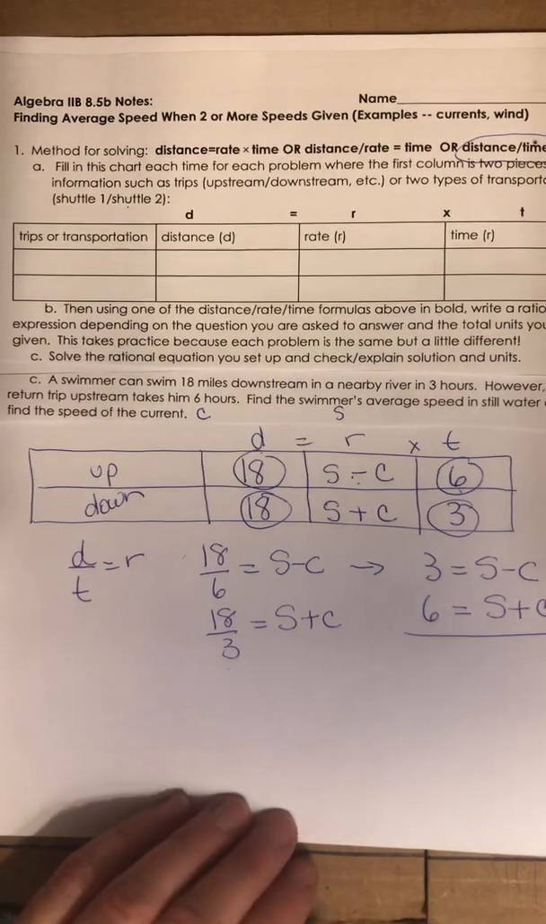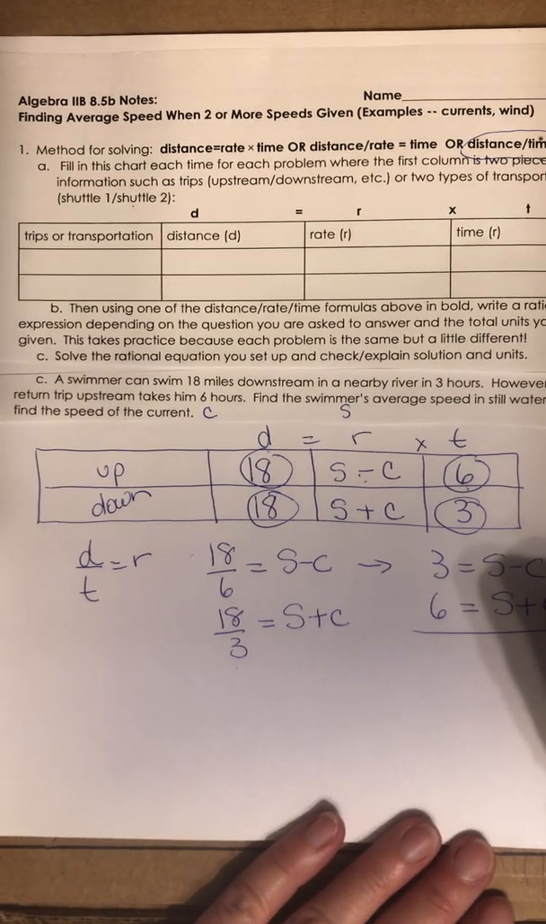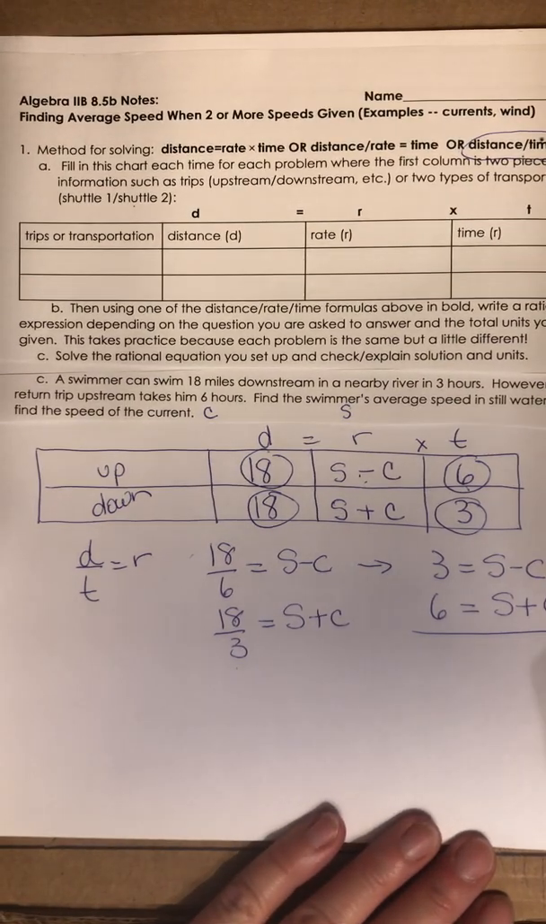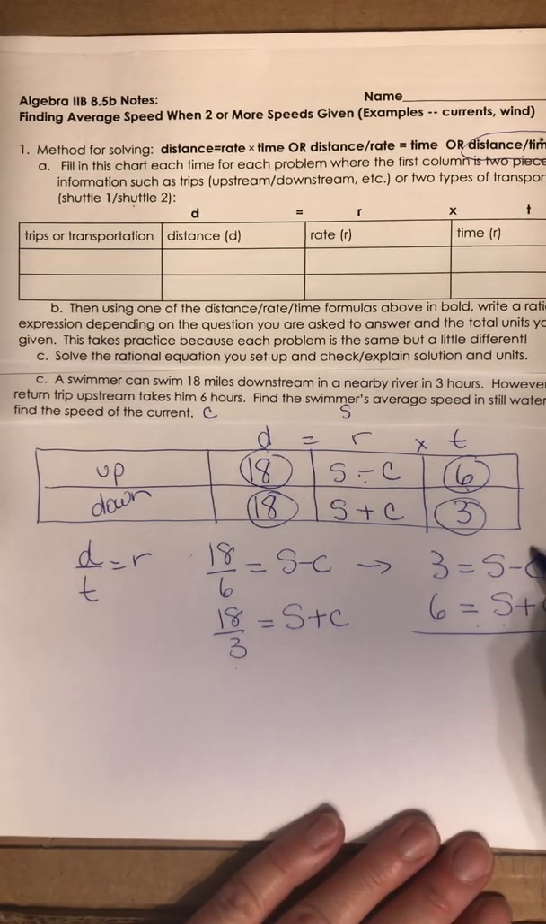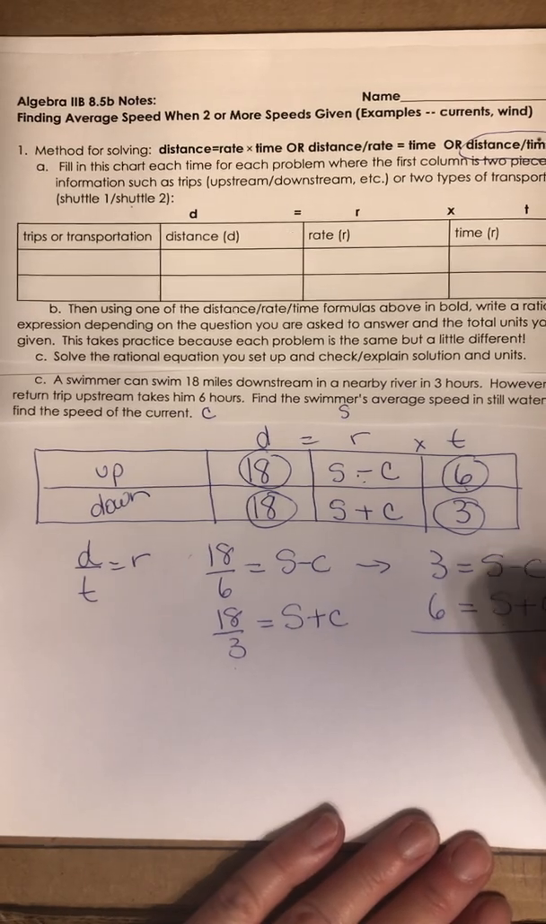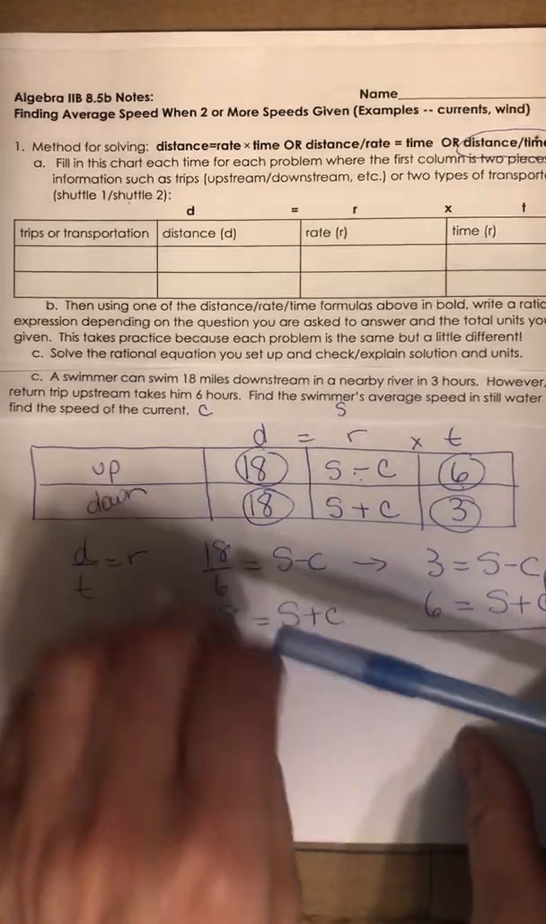Now, we just solved a system, so I'm assuming you can do this. Notice if you add up these two equations, you get 9 equals 2 S's, and the C's eliminate, and you can go from there. Next.